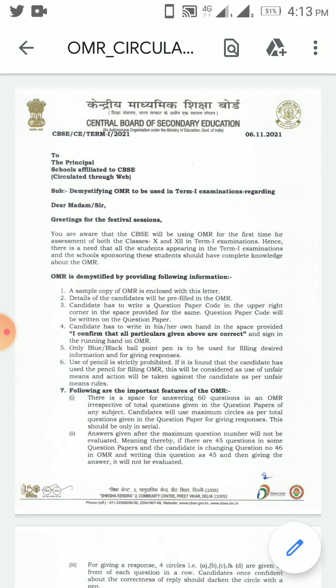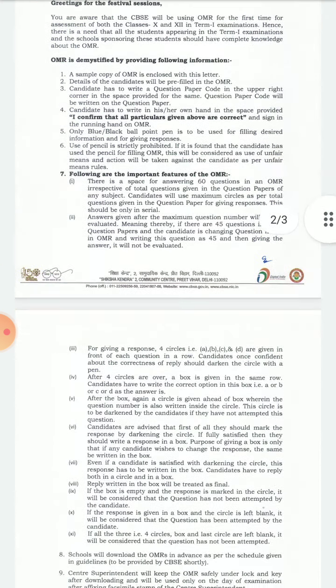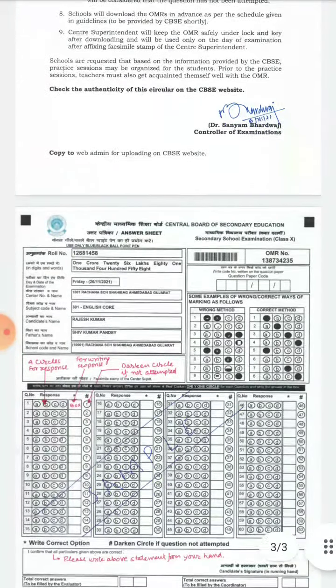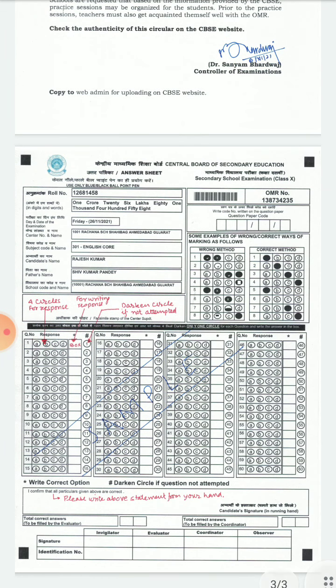From CBSE we received a notification circular on 6/11/2021 demystifying the OMR to be used in the Term 1 examination. They have sent a circular on how to fill an OMR sheet for writing the board exam, Term 1 exam for grade 10 and grade 12. They have given some instructions also, with a sample copy of the OMR answer sheet.